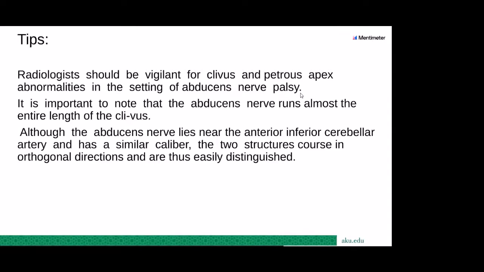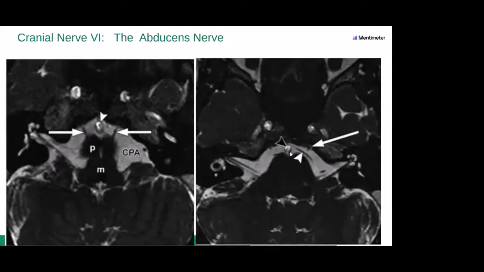Although the abducent nerve lies near the anterior inferior cerebellar artery and it has a similar caliber, which I have shown you in the previous image, the two structures course in orthogonal directions, and that's why they can easily be distinguished from each other. Over here you can see this is the anterior inferior cerebellar artery. So the abducent nerve won't be running like this. It has to go straight into the Dorello's canal.